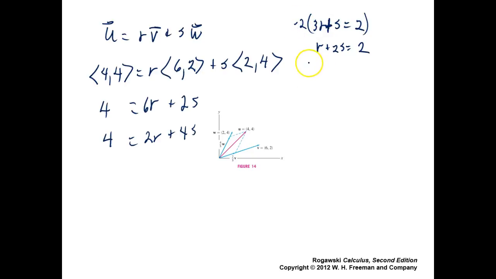And what does that give you? -6R minus 2S equals -4. And now what? Add those two together and you get, and that gives you, -2 over -5, which is positive 2/5. Very good. Now, that gives you your R. What would be your S?